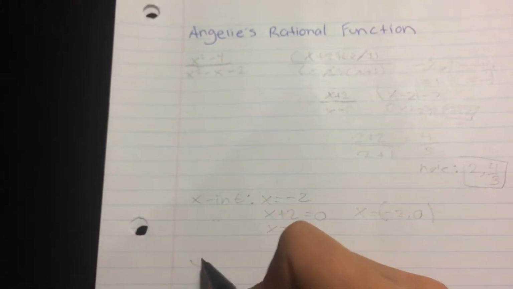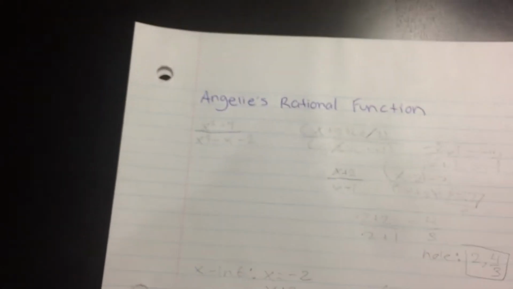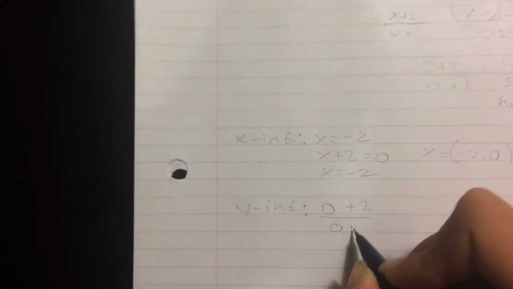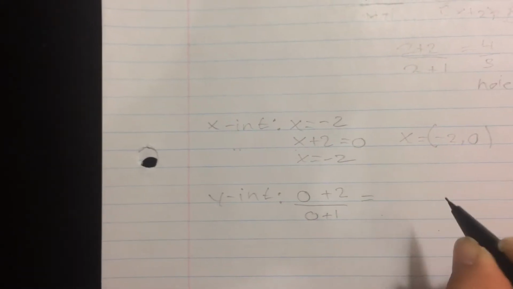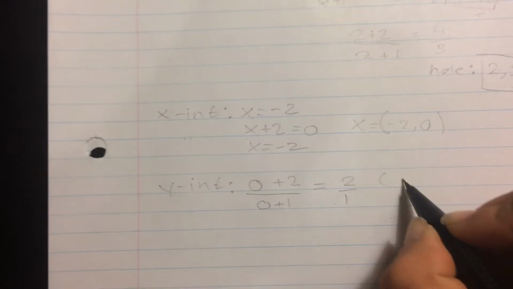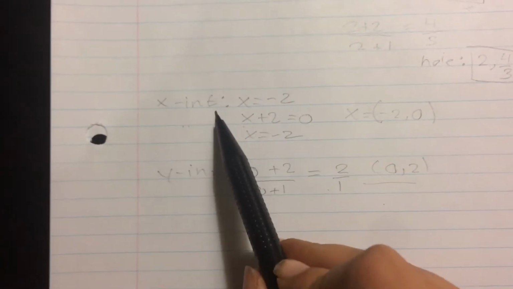I'm just going to find my y-intercept. And to find my y-intercept, I'm just going to substitute 0 in for where x is. So I'm going to do 0 plus 2 over 0 plus 1. So now my y-intercept is going to be 2 over 1. So now I'm going to have 0 and 2 for my y. So now I have my x and y intercepts.